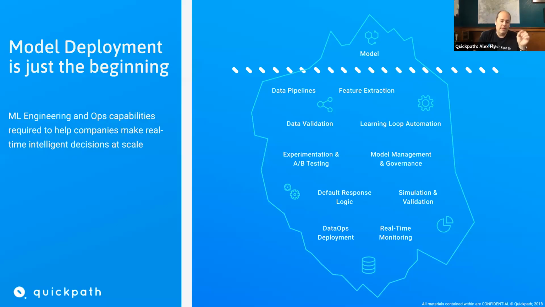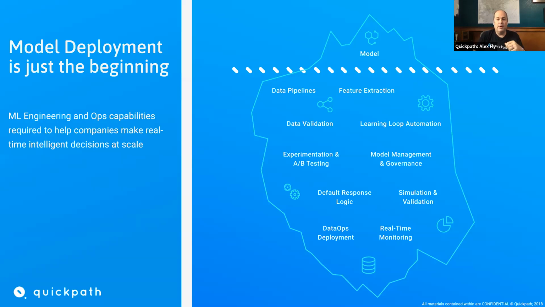But the model deployment, as I mentioned before, is really just the tip of the iceberg. There's all these other capabilities that are required that lie beneath the waterline that are going unnoticed and result in a lot of today's failed initiatives and bad press around AI-driven decisioning. Things like data pipelines, ML feedback loops, experimentation capabilities, A/B testing, or champion and challengers. Model management and governance is very important, especially in highly regulated industries like healthcare and financial services.